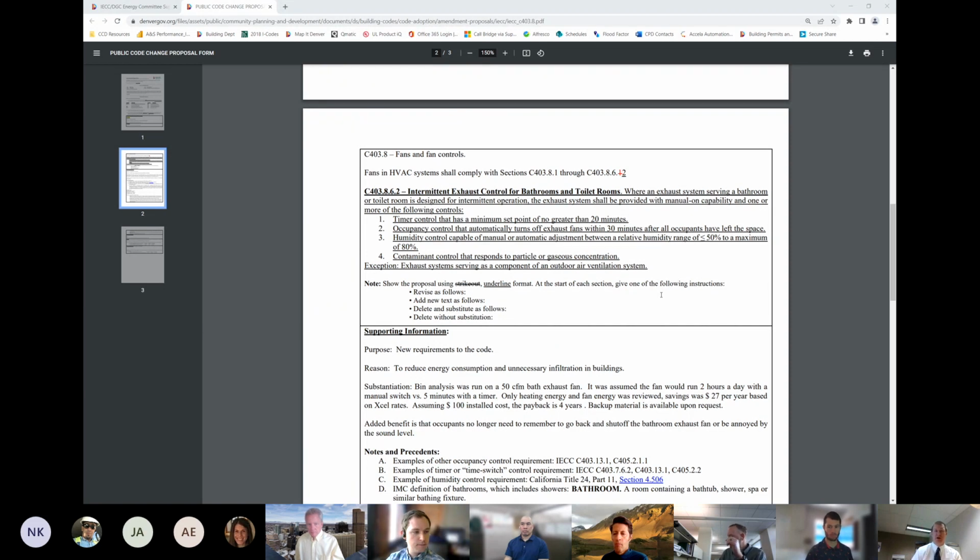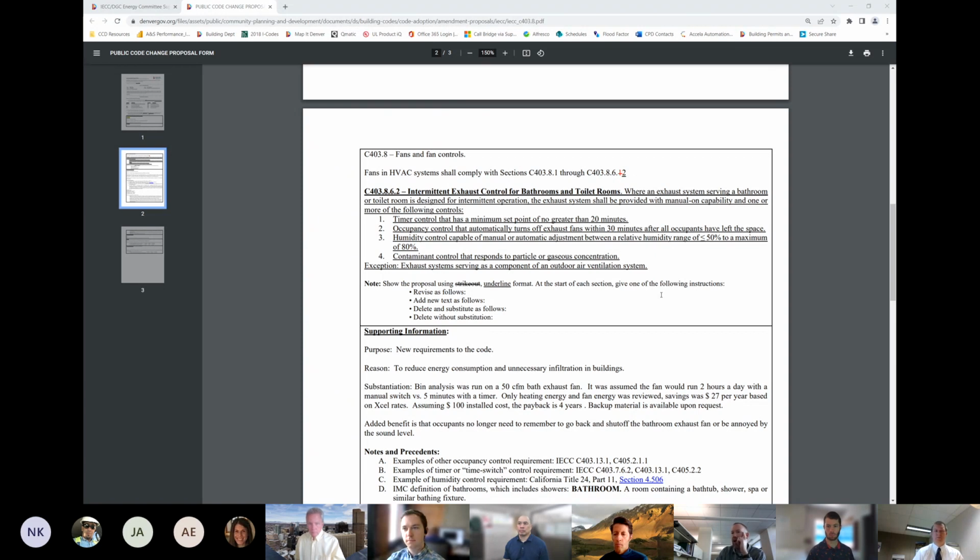And just to be clear for everyone, this is proposed within the commercial provisions of the code here in C403, even though there's a little bit of commentary and value associated with this in residential applications. This would be specific to the commercial. So other questions, comments? Does anyone have any concerns about particular language here?